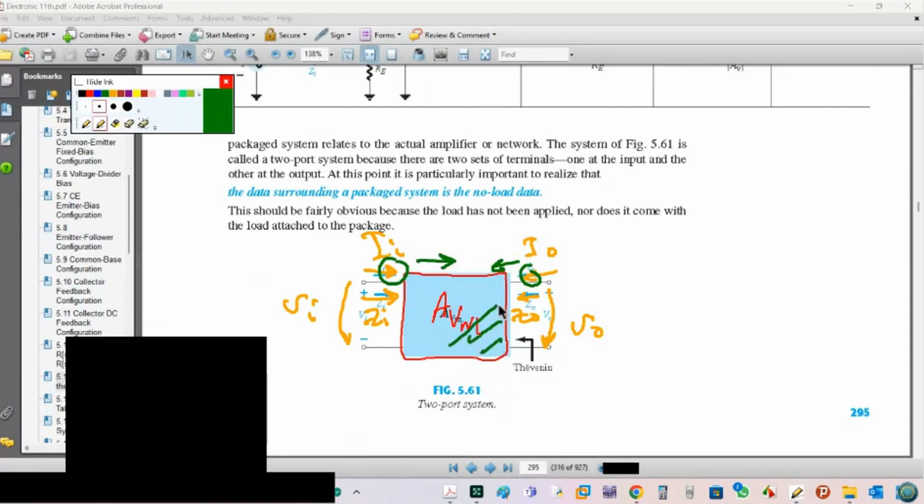So I have AV no load, and now I want to calculate AV load, AVS as I explained, but for the system, I don't know anything about the system. What is this? I don't know. I have just AV no load. Is it a transistor? Is it a transmission line? I don't know. So how can we start with this one?